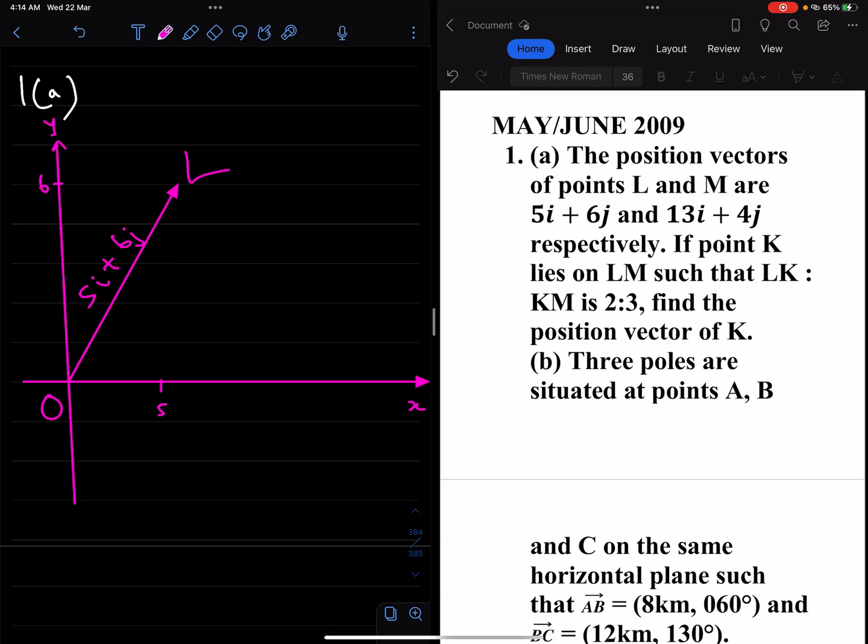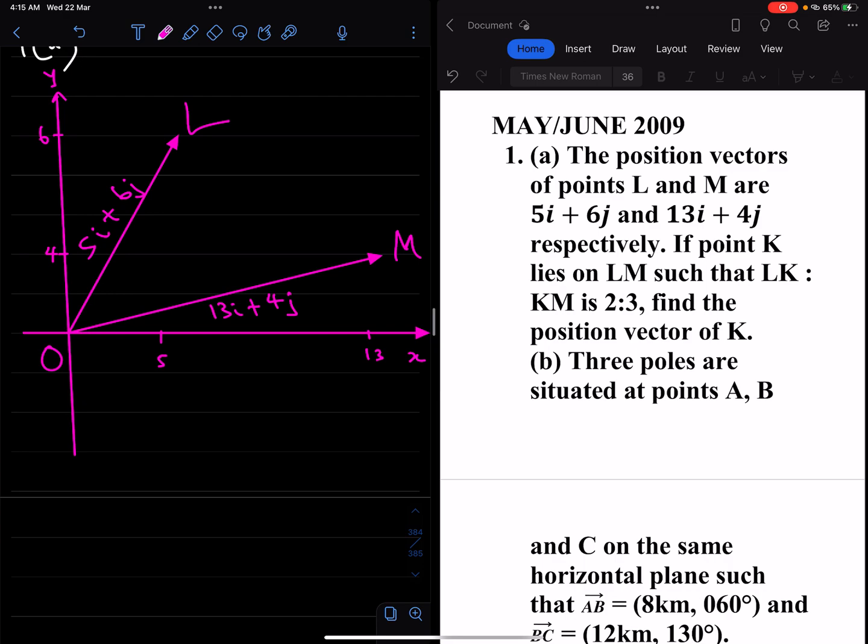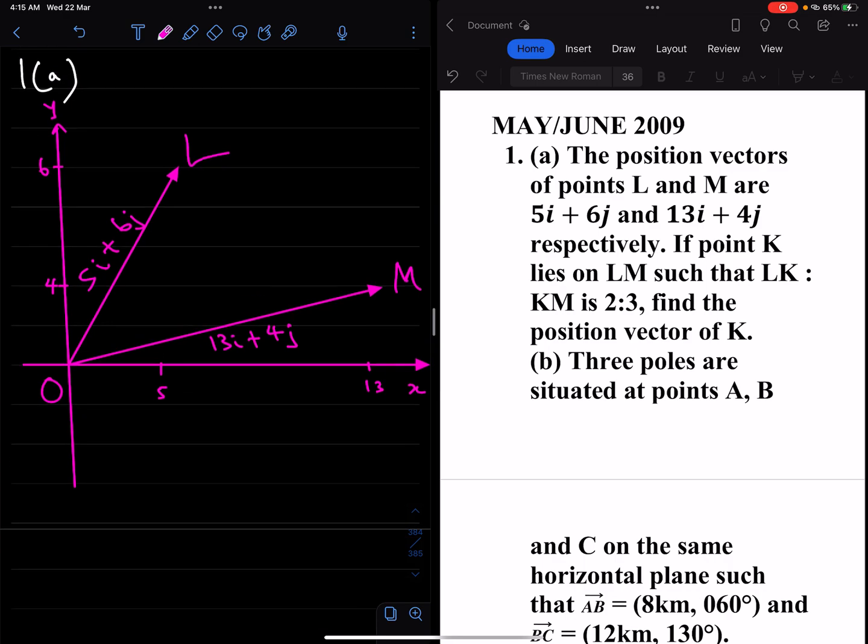Now, the position vector of M is 13i plus 4j. Let this be 13 and this be 4. This is a sketch, by the way. So the position vector of M is going to be this vector. The position vector of M is the vector OM. This is M. Now that is 13i plus 4j. So the position vector of M is represented by the vector OM, which is 13i plus 4j.